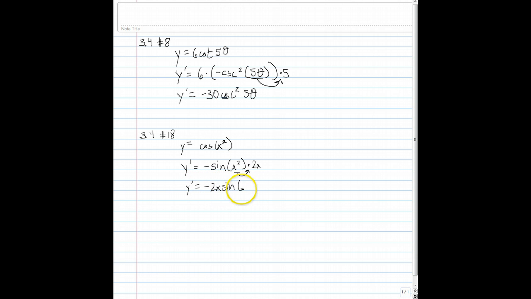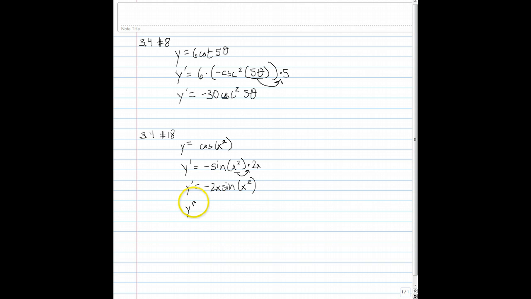and when we simplify this and clean it up, we get y prime equals negative 2x sine x squared. This problem also asks for the second derivative. So for the second derivative, we're going to have to use the product rule and the chain rule.